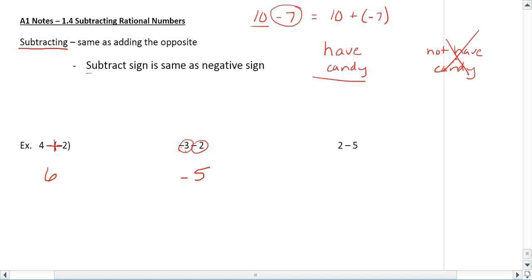Here the 2 is positive, the 5 is negative. So this is a positive 2 plus a negative 5. That's like having $2 and spending 5. You are now $3 in the hole.